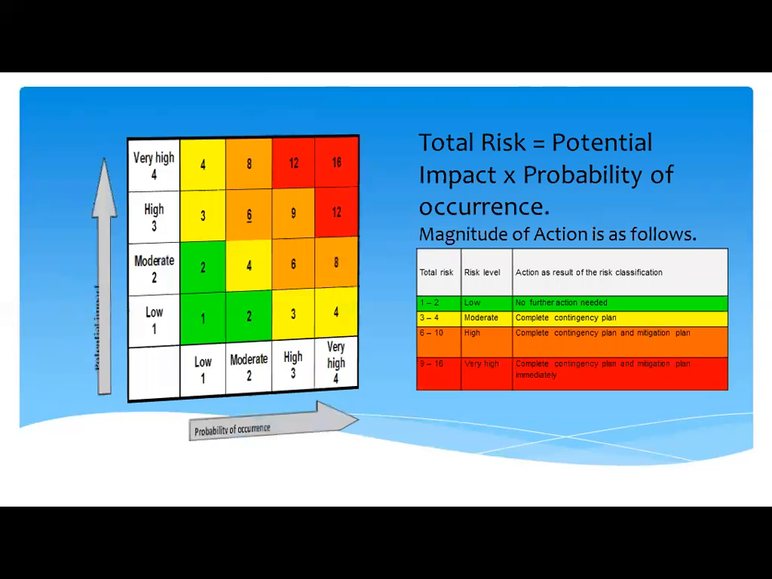The total risk will determine the magnitude of actions according to the following table. If the total risk is between 1 and 2, the risk level is considered as low and no further action is required. When the total risk is between 3 and 4, the risk level is considered as moderate and complete contingency plan is required. If the total risk is between 6 and 10, the risk level is considered as high and a complete contingency plan and mitigation plan is required. When the total risk is between 9 and 16, the risk level is very high and a complete contingency plan and mitigation plan is immediately required.